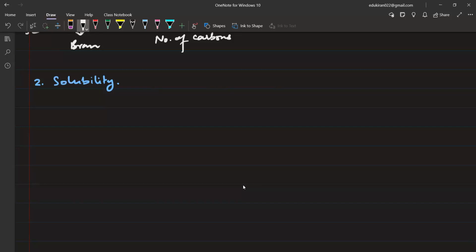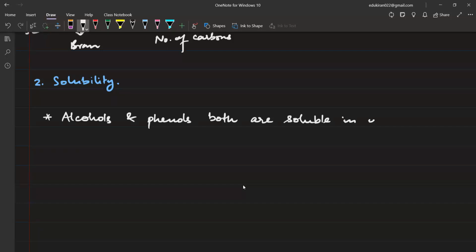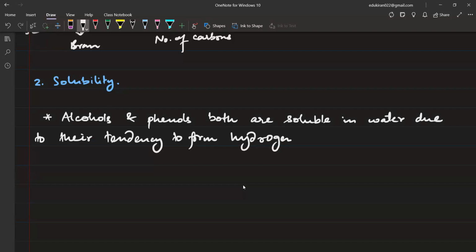Now please write: alcohols and phenols both are soluble in water due to their tendency to form hydrogen bonds with water.